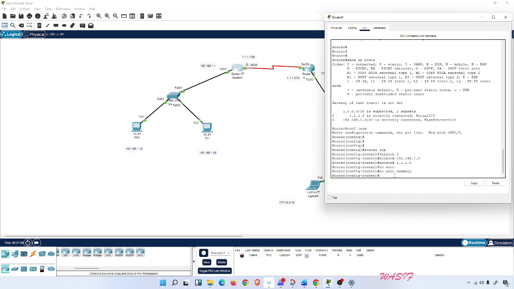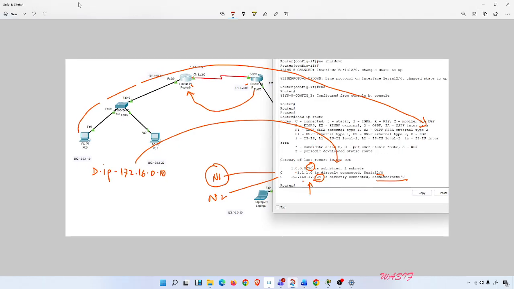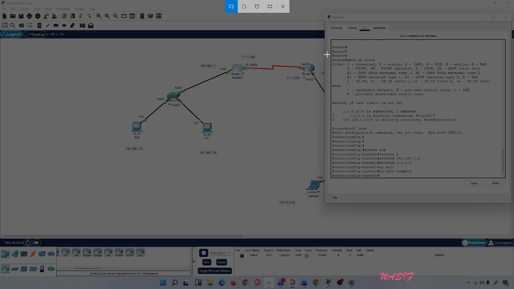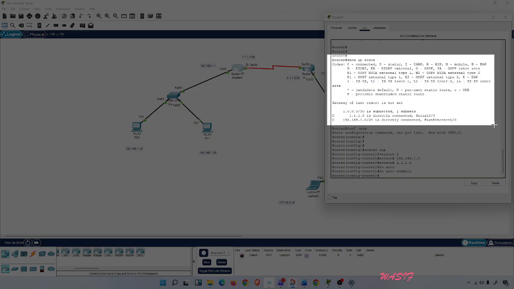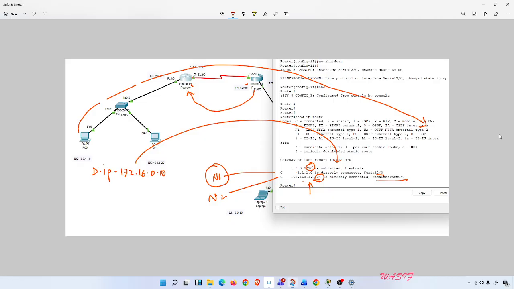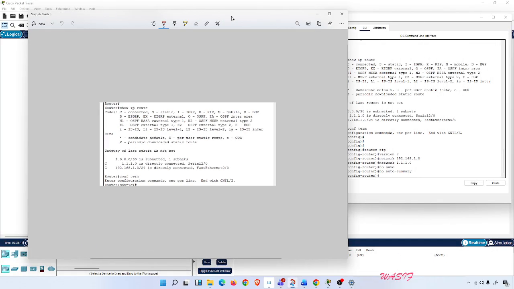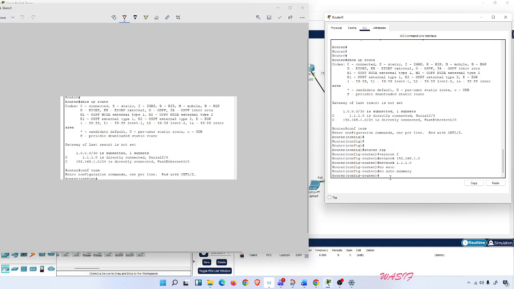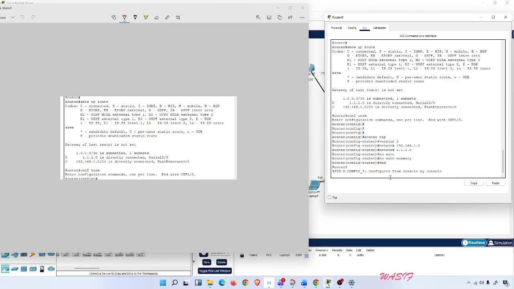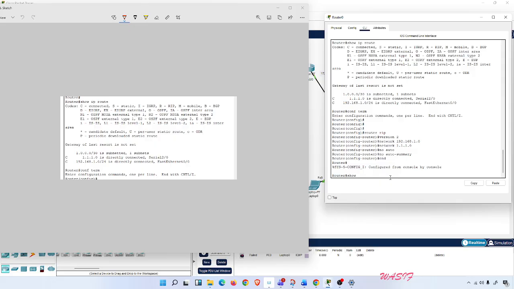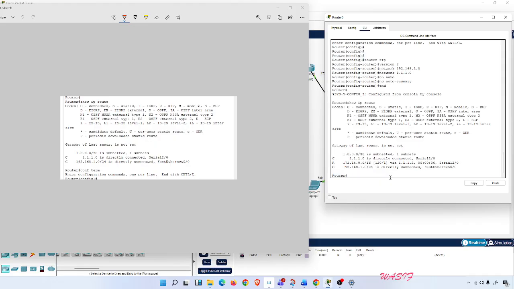First check the routing table. Okay, this was the previous routing table. Take a snapshot of this routing table so that you can compare them. This was the previous routing table, right? Beautiful. Now come here, do the same thing again. Show IP route. Now look at here, you see the difference. The difference is very obvious.